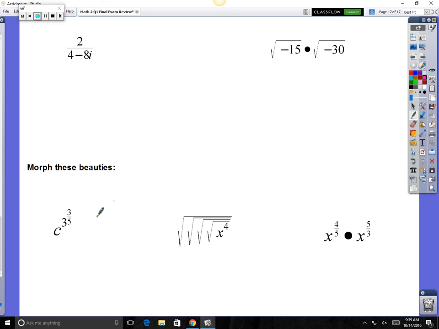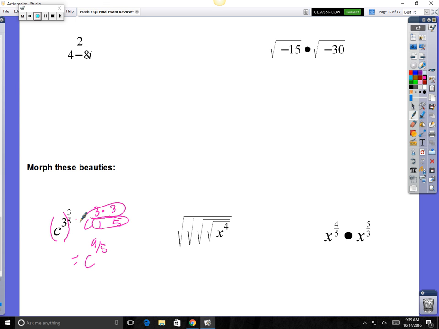Okay, morph these guys right here. If you have an exponent and you're taking it to another level, you got to times them. So that is c to the 3 times 3/5. Times your tops times your bottoms. That is c to the 9/5.